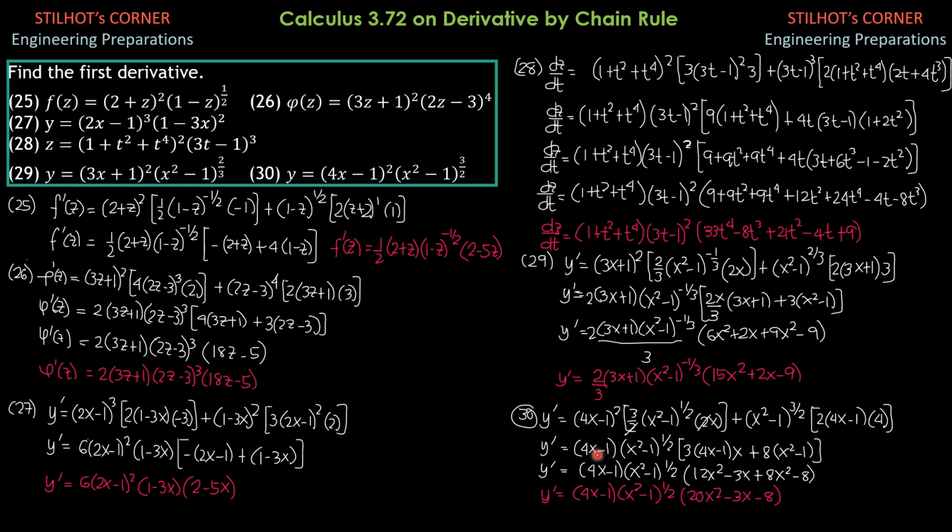Simplifying this, we copy, then we have 3x times 4x, which is 12x squared. 3x times negative 1, negative 3x, plus 8x squared minus 8. So y prime is quantity 4x minus 1 times quantity x squared minus 1 raised to 1 half, then times quantity 12 plus 8, 20x squared, negative 3x, then negative 8. So that's it for this video.